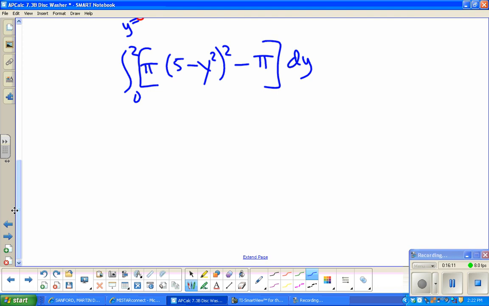Now you have to decide what's the easiest way to do this antiderivative, this integral. I think that our life is going to be easier if we multiply this out. And remember, you can't just square 5 and square y squared. This is really 5 minus y squared times 5 minus y squared. So we're going to actually have to FOIL. I have a pi in common. I would really like to just take that out front.